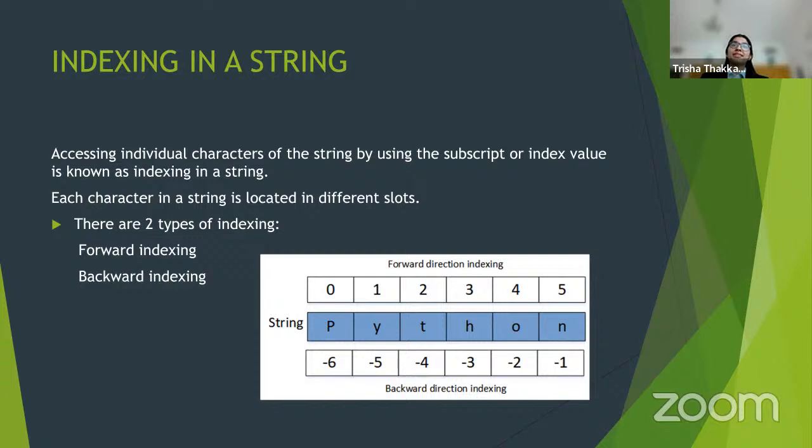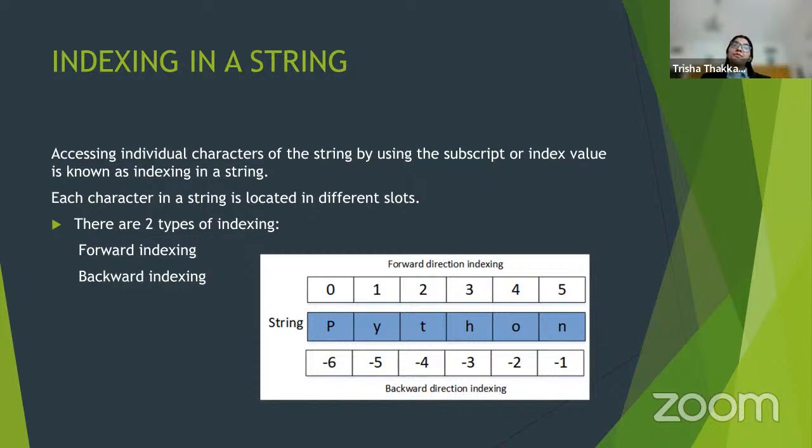In the forward indexing, it starts with the value 0. So the first character of the string is assigned the value 0. Over here, P has the value 0. The second character has the index 1, and so on.